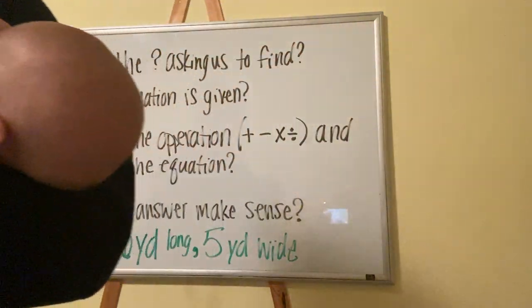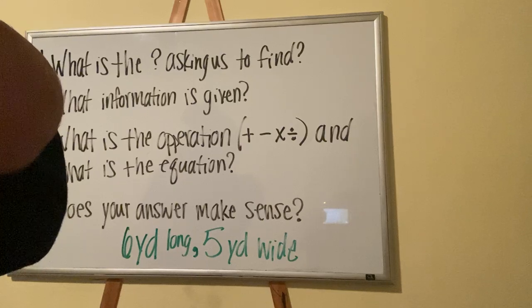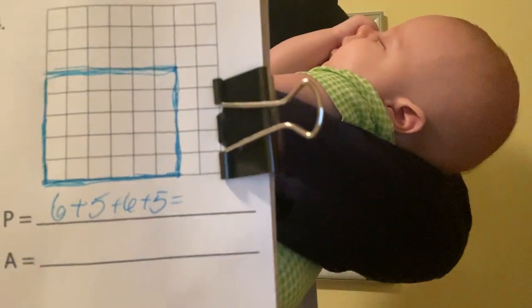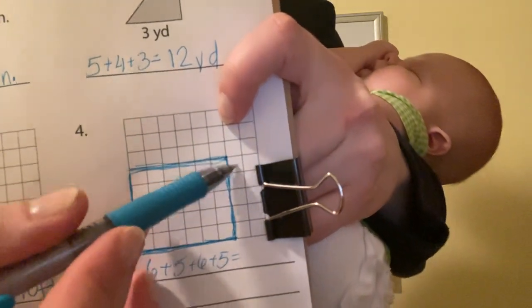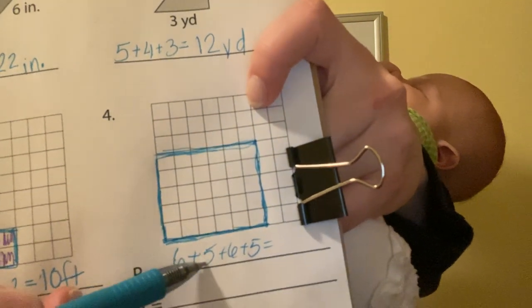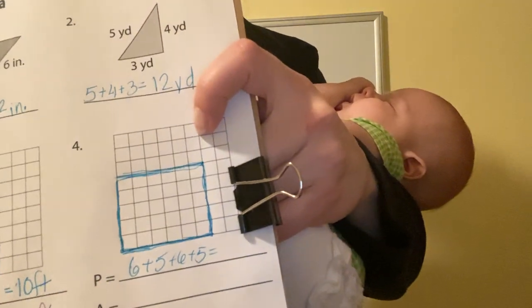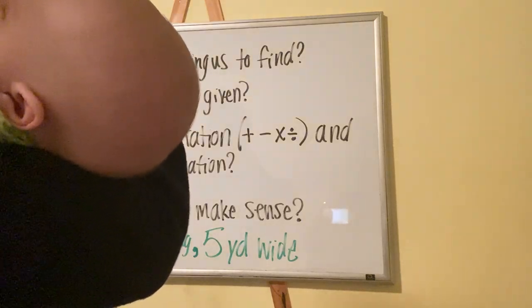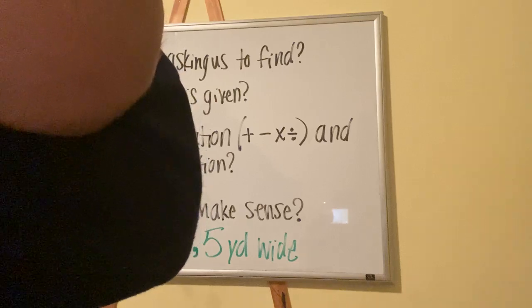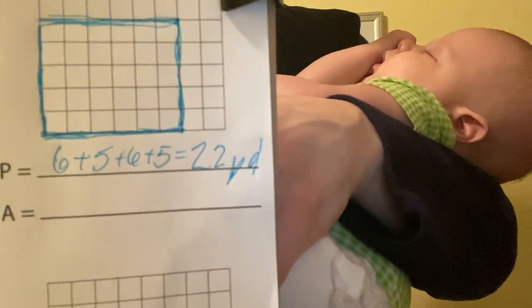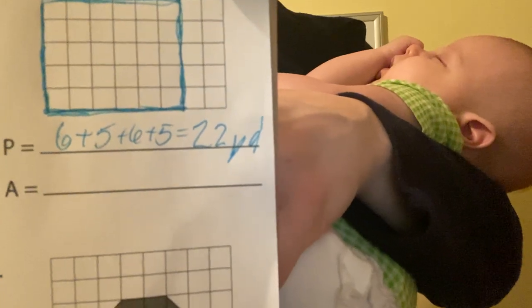6 long, 5 wide. What would your equation be? 6 plus 5 plus 6 plus 5. 5 and 5 makes 10. And 6 and 6 makes 12. So the 10 and the 12 together gives me what? It's 22 yards. 6 and 5 is 11. 6 and 5 is 11. That's 22. Another way you could solve that.